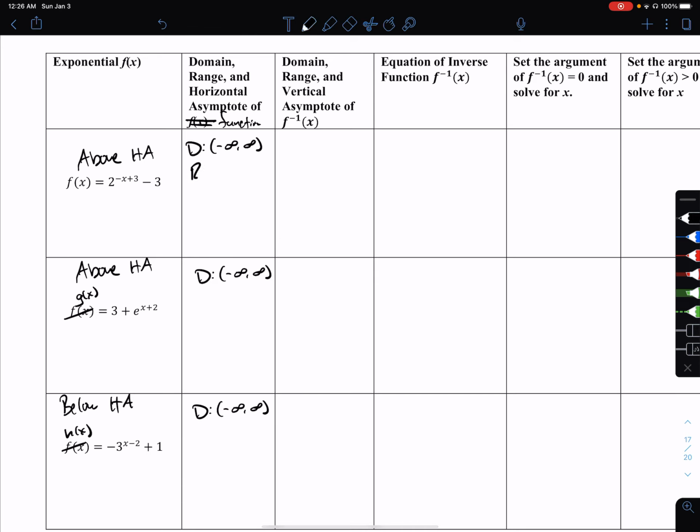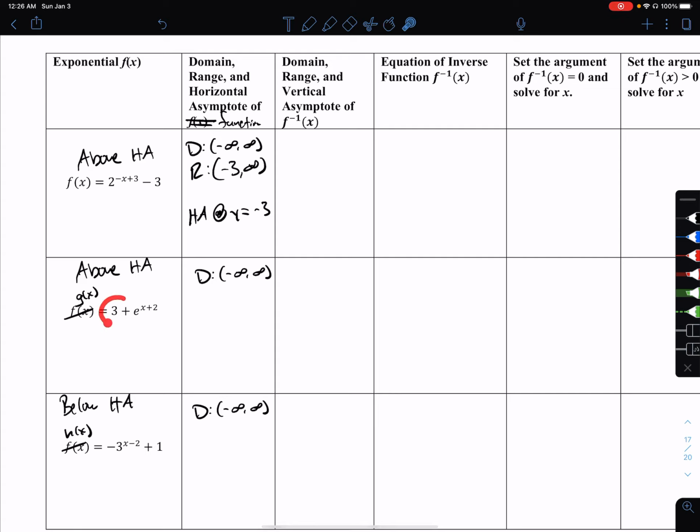For the range, you start at the horizontal asymptote, and you either go up or down forever. Since we said this is above the horizontal asymptote, we're going to start at the horizontal asymptote and go up forever, so we should figure out where the horizontal asymptote is. It's normally at 0. This has been translated down 3, so it's at -3, which means the range is going to go from -3 to infinity, non-inclusive.